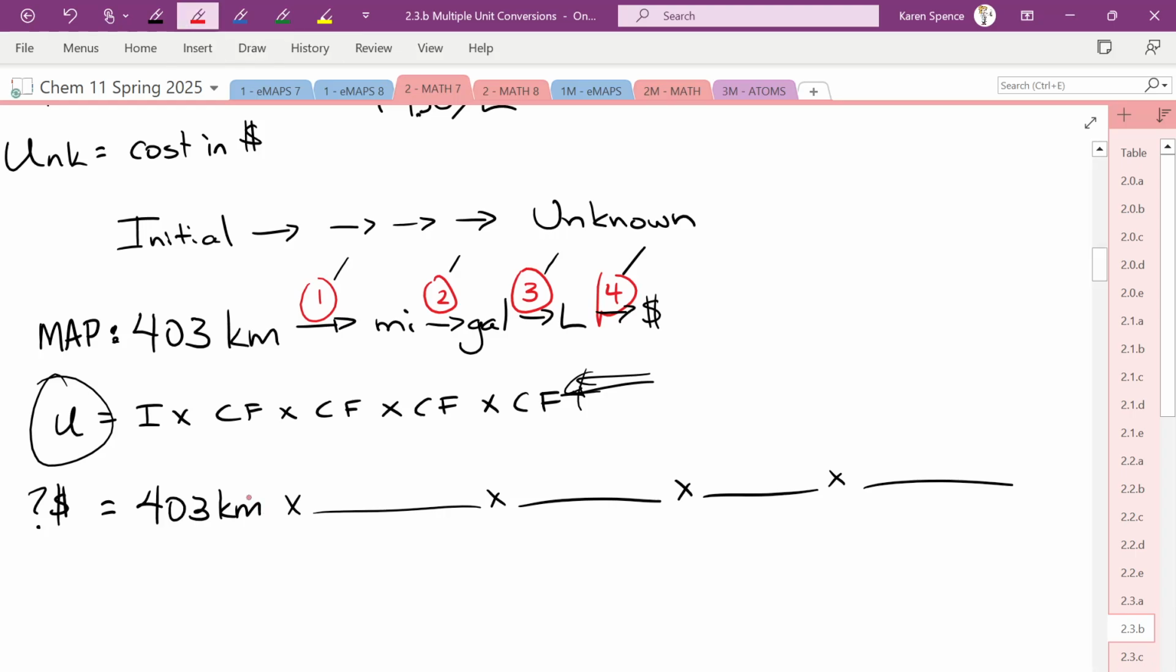And even without knowing what I'm doing, I can look and say, I start with kilometers, therefore kilometers has to go on the bottom. I'm converting from kilometers to miles, so that means miles has to go on the top. Who goes on the bottom next? Miles go on the bottom next. And who goes on the top next? That is our gallons, okay? Because we're going from miles to gallons.